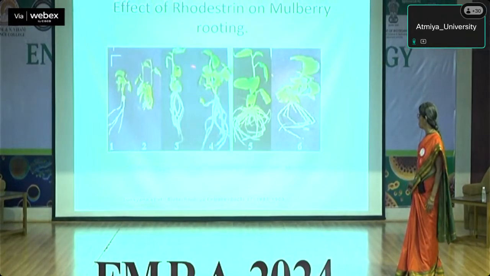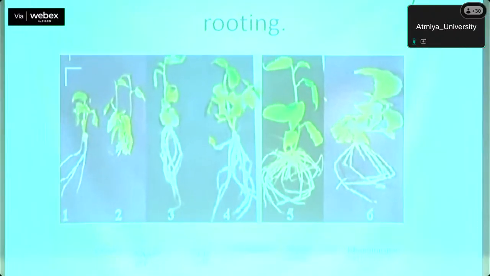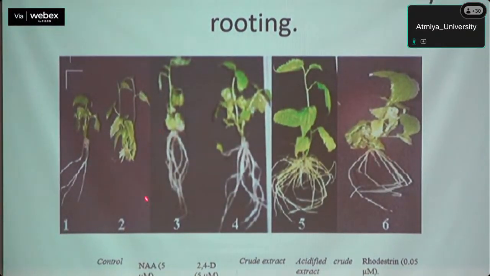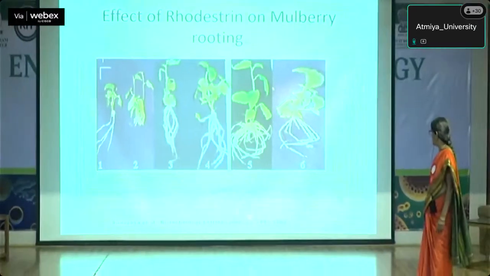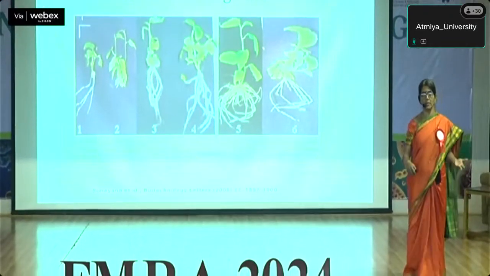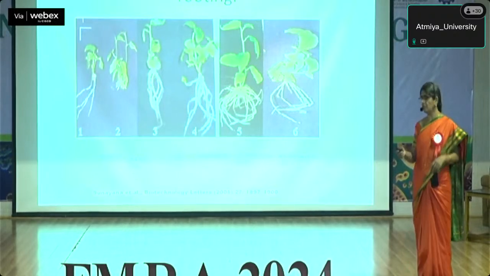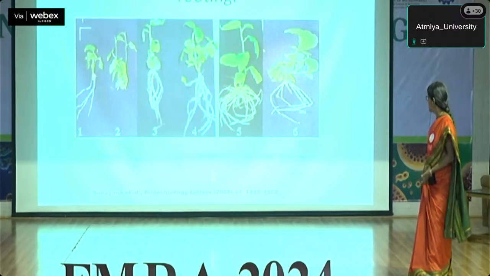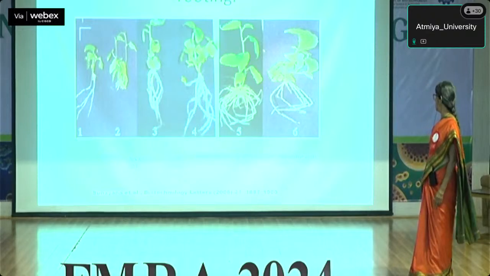You can see this is mulberry tissue culture seedlings. They have done all this optimization, and with NAA and 2,4-D they could get only this much rooting. Whereas with the purified compound rhodestrin it was better, but even with just the acidified extract, you grow the culture on indole, centrifuge, take the supernatant, acidify it, and then use it. It has very good rooting. Of course, if rooting is good, the plant is able to get more nutrition, so it will grow better.